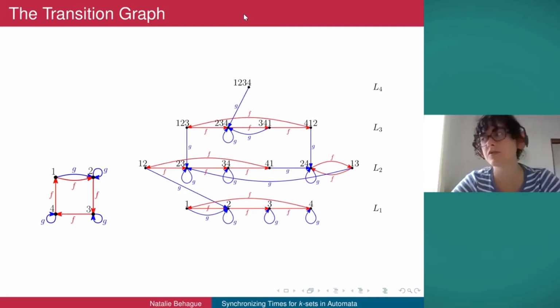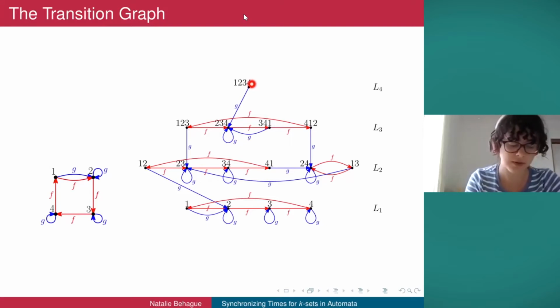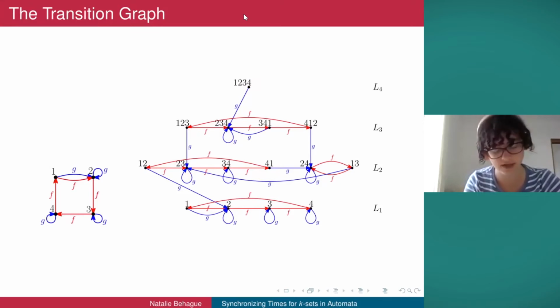This is quite a natural way of drawing them if you're thinking about Cerny's conjecture, because remember I explained to you that this had the reset word G, F, F, F, G, F, F, F, G. You can see that really easily from this transition graph. You start at the top, you apply the word G, F, F, F, G, F, F, F, G, and you see that that takes you from 1, 2, 3, 4 down to 2. So once you've drawn this out, it's really easy to spot reset words. A reset word is now just a path that takes you from the top layer to the singleton layer.